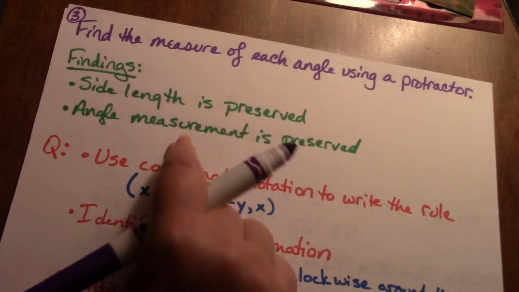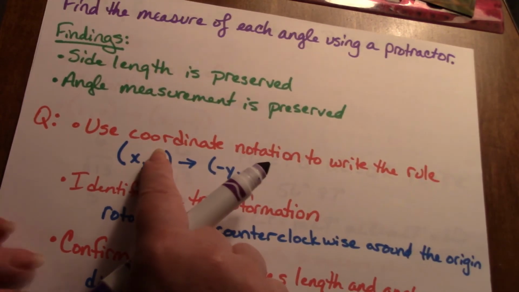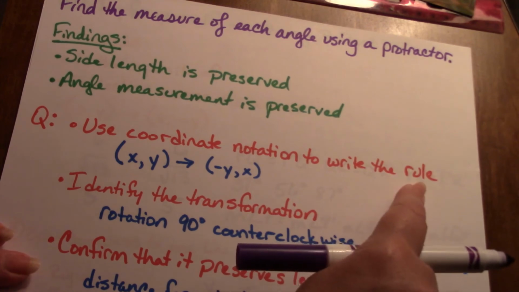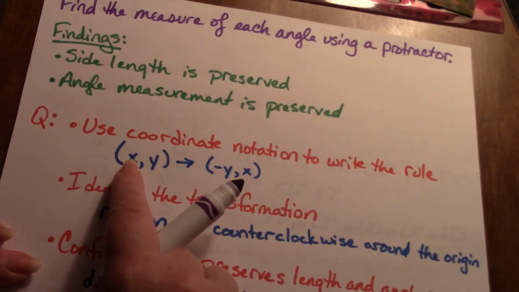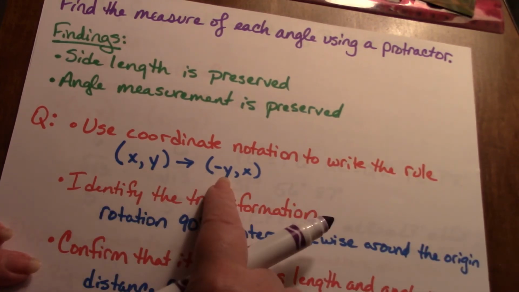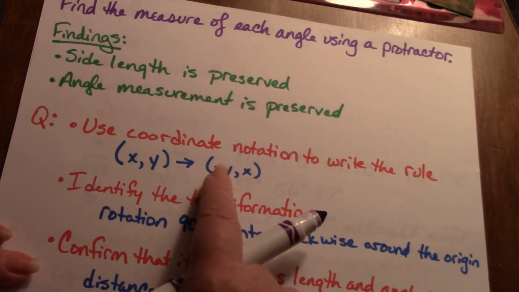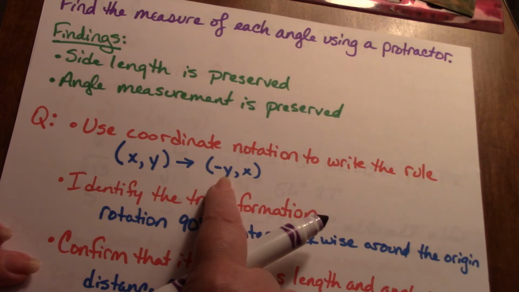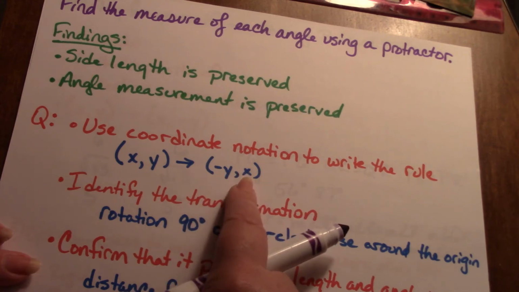Now we go back to the question, because it's a big question. It says, use coordinate notation to write the rule. Well, our rule is we went from x, y to, how'd we get these two? We went to y, we made it negative for our x, and we just stole our x for the y.